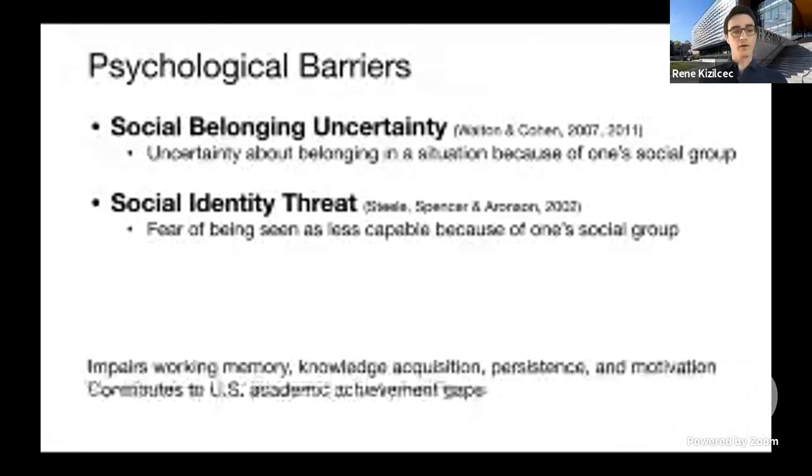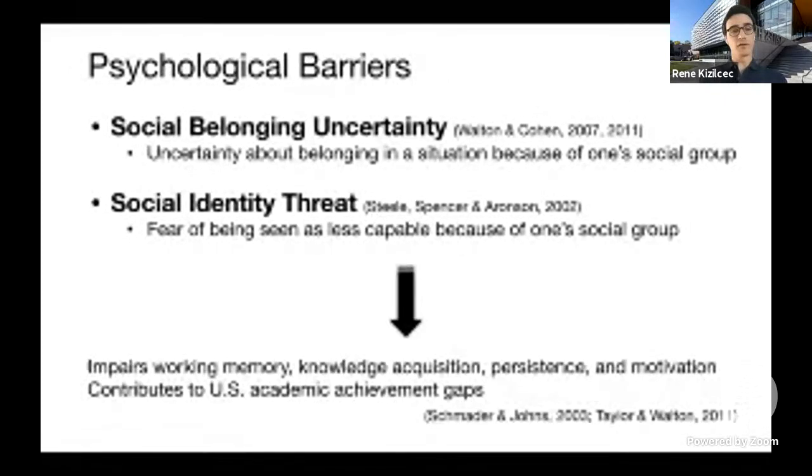Both of these are known to impair working memory, knowledge acquisition, persistence, and motivation, right? So a broad spectrum of things that are very important when trying to achieve in an environment, and when deciding whether or not to stay in an environment that's completely optional to stay in. And so that suggests that among other things, these processes are contributing to US achievement gaps based on gender, based on race, and other factors.